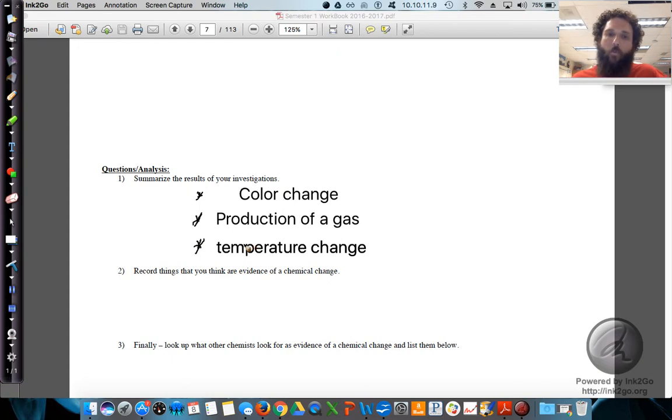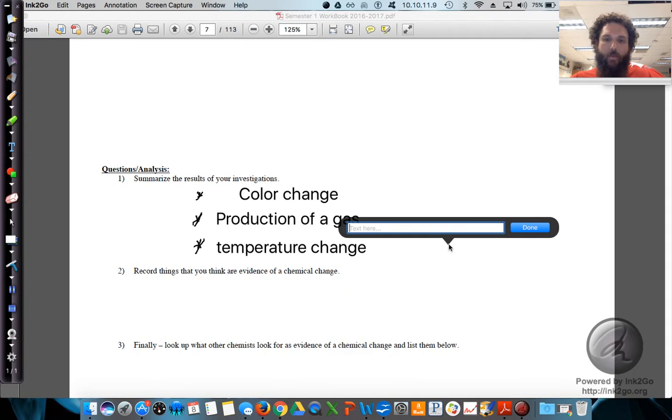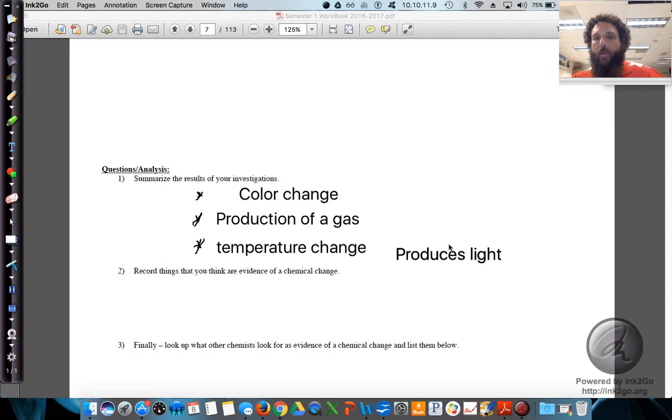Those are three of the four things that we look to for evidence of a chemical change. And when we get into number 3 here, it says look up and find out what chemists use for evidence of a chemical change. List them here. Well, it's these three: color change, production of a gas, and temperature change. Also here with the temperature change, we also have produces light. And that happens when we have combustion reactions. So these two go together. They are not separate.